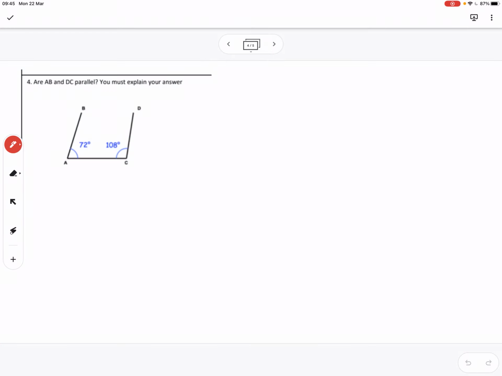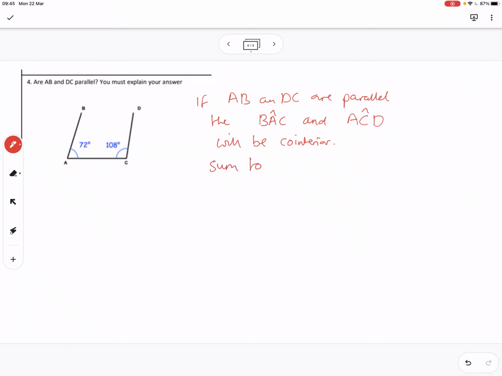Right, question 4. Are AB and DC parallel? You must explain your answer. So if AB and DC are parallel, then the angles, and I'll use my angle notation here, we've seen in the module, BAC and ACD will be co-interior, which means they will sum to 180 degrees.